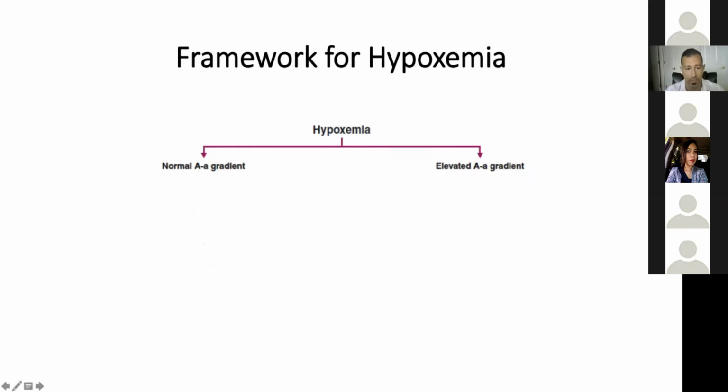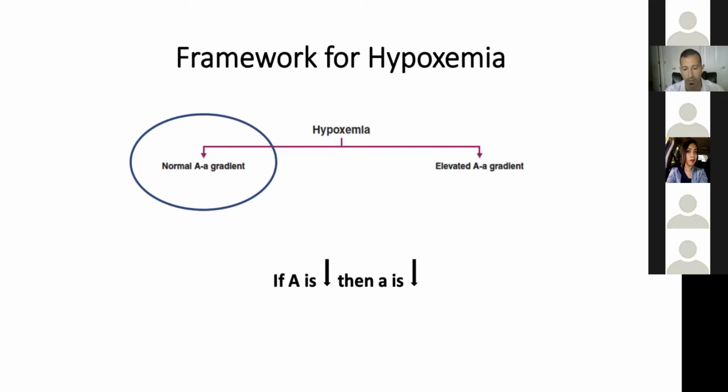So let's now talk about the side of the framework in which there's a normal AA gradient and a patient is hypoxemic. This may seem paradoxical to some. You may wonder, how is it that a patient could have a normal AA gradient and still be hypoxemic? Well, it all comes back to the alveolar gas equation and the fact that the little a is at the mercy of the big A. So if something is compromising how much oxygen we're seeing in the lungs, then it will compromise how much oxygen our arterial blood has in it. And again, it comes back to the alveolar gas equation.